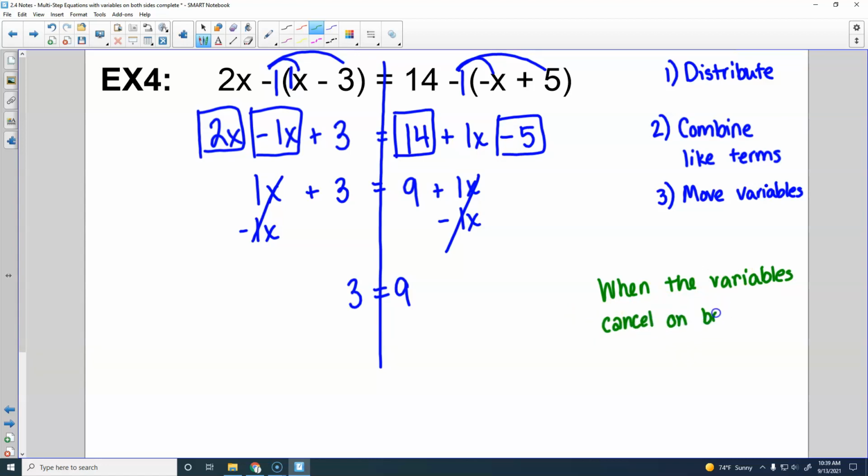On both sides, you either have no solution or infinitely many solutions.